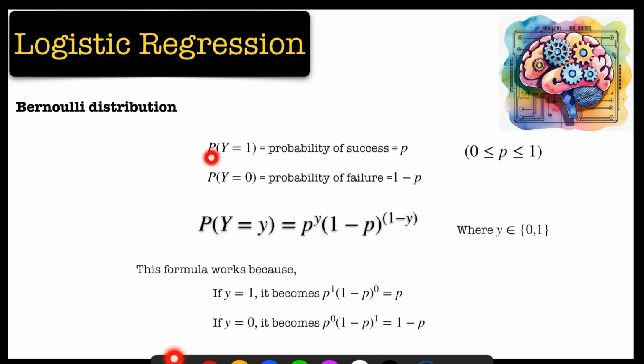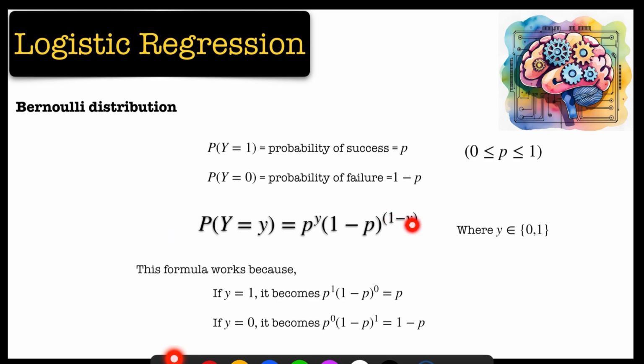Now here the probability of output class 1 is, let's say, the probability of success. Let's say we are taking it as a small p. So probability always will be between 0 and 1. And the probability of output class 0, that will be the probability of failure, and that will be 1 minus the small p. Now for any output class y, this formula holds: p raised to the power y times (1 minus p) raised to the power (1 minus y).